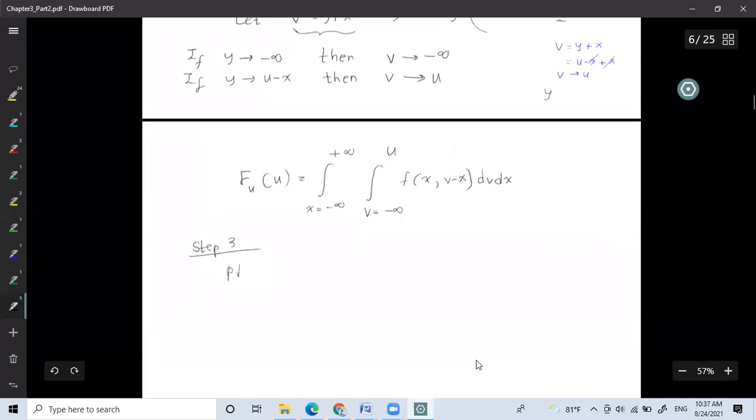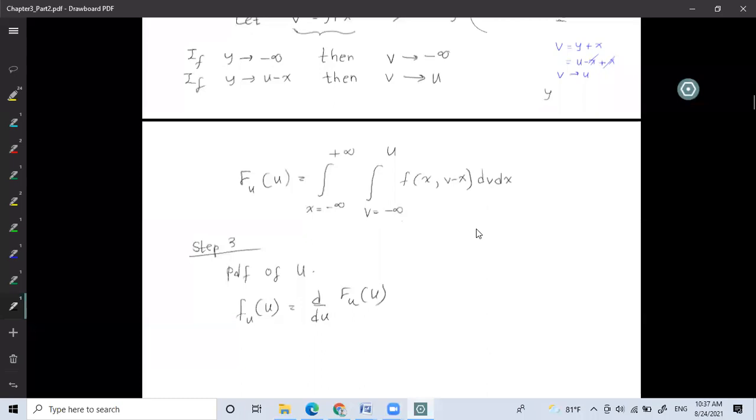We have to find the PDF of u. How do you do that? That will be by differentiating our CDF with respect to u. Right now, our CDF is this double integration. And again, when you do exact questions, you will end up with the function here, and that is the function you will differentiate.